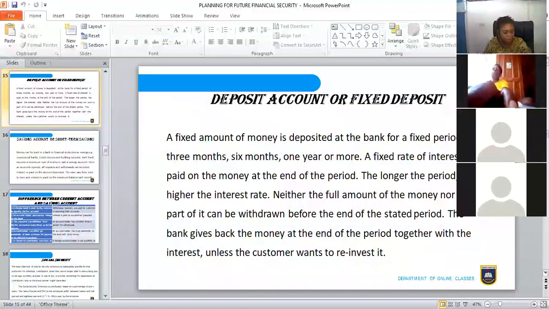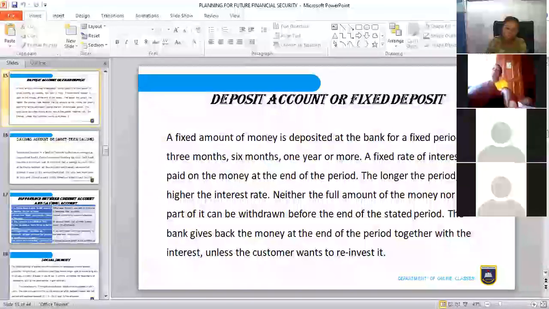So if from the beginning you were told that the interest for the money you are depositing either for 3 months or 6 months is going to be 5%, it is the same 5%. There wouldn't be any change. If it is 10%, it is the same 10% interest you will receive. There wouldn't be any change. So neither the full amount of the money nor part of it can be withdrawn before the end of the stated period. If the fixed deposit was made for 6 months or 1 year, until the end of the term you came into agreement with, you cannot go and say, hey, I need some money, let me take part of it. You cannot. The money must remain there until the stated period.